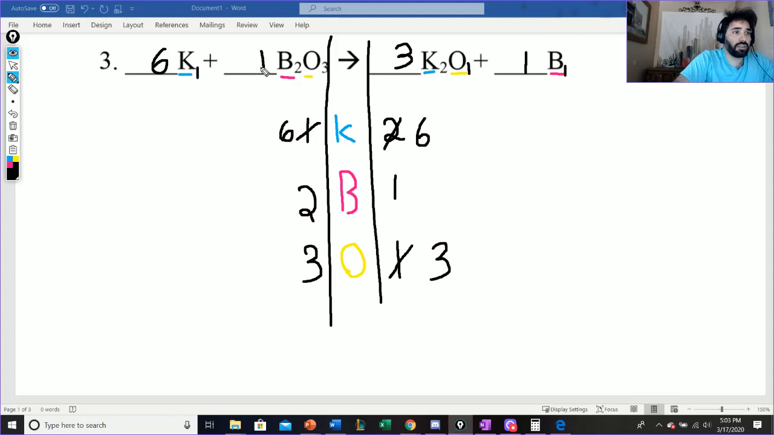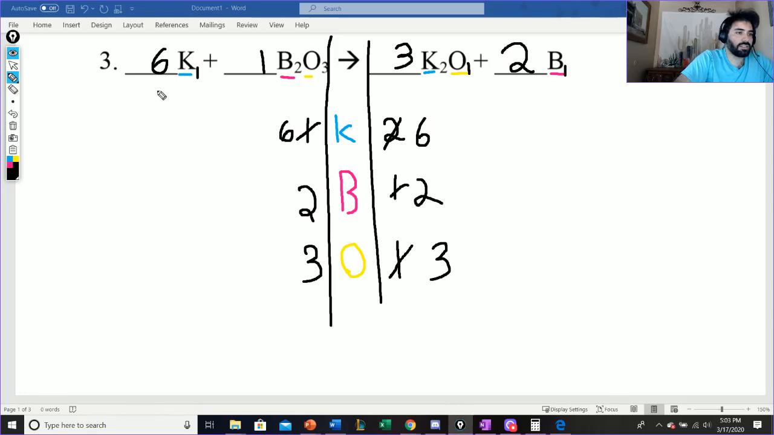Now for boron, I know I have 2 borons on the left-hand side, and I want 2 borons on the right-hand side. In order to do that, I have to change this coefficient from a 1 to a 2. And that gives me 2 times 1. It gives me 2 total borons.